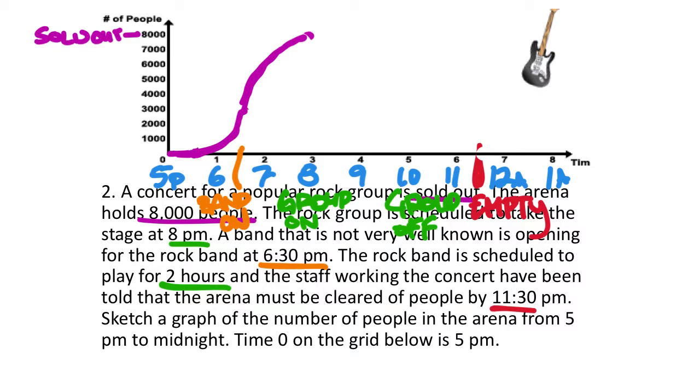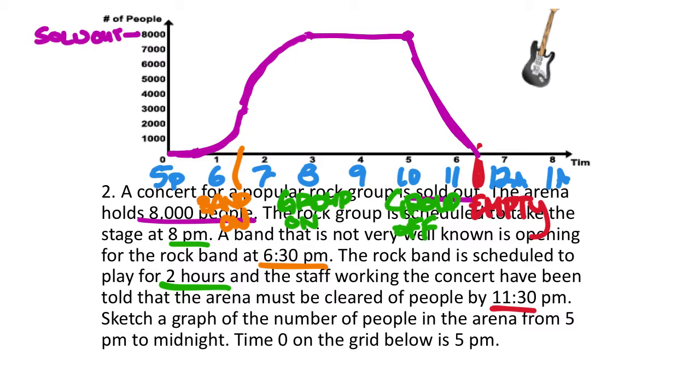And then you'd expect all 8,000 of those people to be there until the group goes off stage. So that's until 10 p.m. That's this mark. So that's a flat line right there. And after that group goes off the stage, sometimes people stick around, but I don't think they do very often for too long. And we know by 11:30 it needs to be emptied. So again, you could use a straight line on this. Say, well, they're just going to empty out at a constant rate.